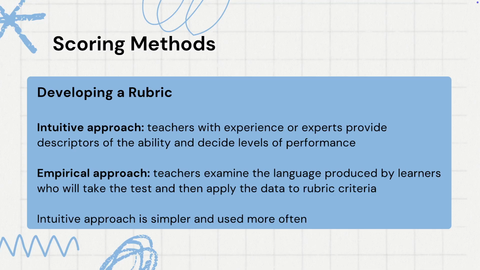But the empirical approach is when teachers examine the language produced by learners who will take the test and then apply the data to rubric criteria. So you actually have to first look at what your students are able to do and then create your levels and your percentage points. So the intuitive approach, of course, is simpler because you just create the rubric without having to investigate your students' abilities first.